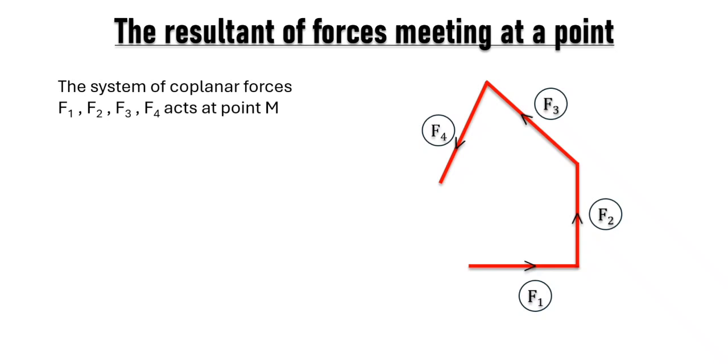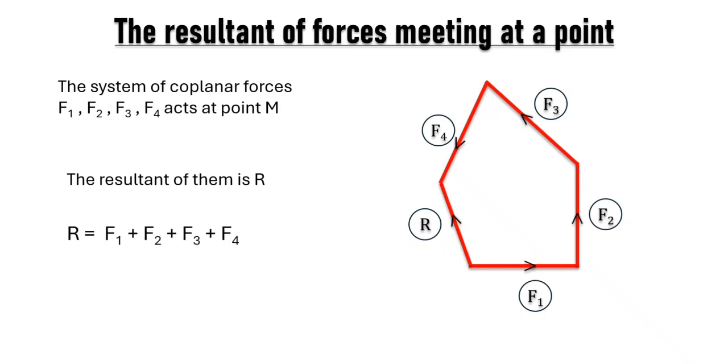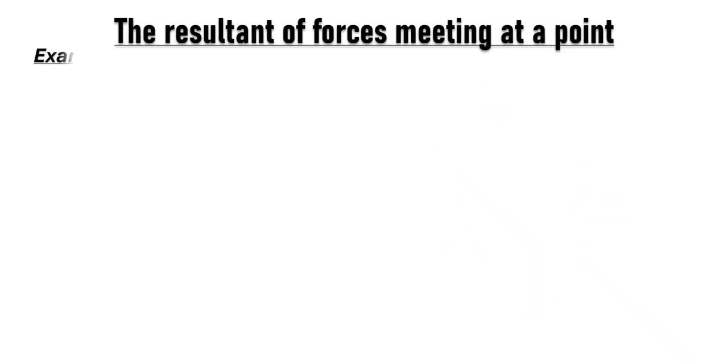Now, the consecutive forces. Then where is the resultant right now? The resultant will be taken from the start point to the end point as a displacement. This side is called the resultant, in this direction, the resultant of these forces. The resultant is R equals the summation of all these forces, F1 plus F2 plus F3 plus F4.